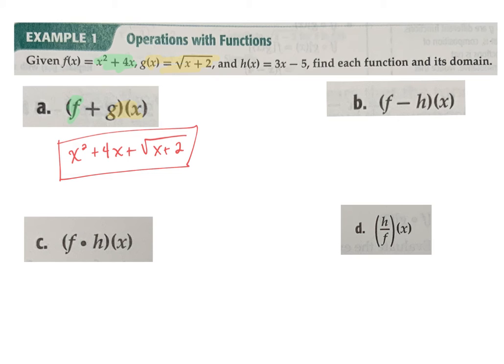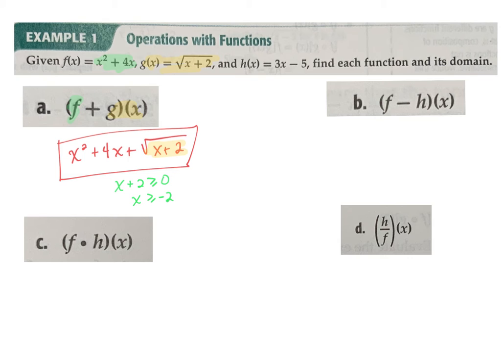Right, so the piece inside my root cannot be less than 0. So you can figure out where that is. Where is x plus 2 less than 0? Well, that's when x is less than negative 2. And so my domain is going to be everything other than that. Another way to do it is to say it can only be greater than or equal to 0, and so x would be greater than or equal to negative 2.